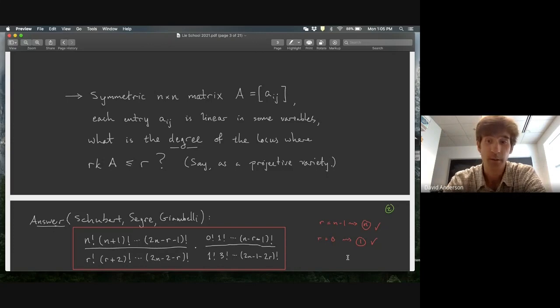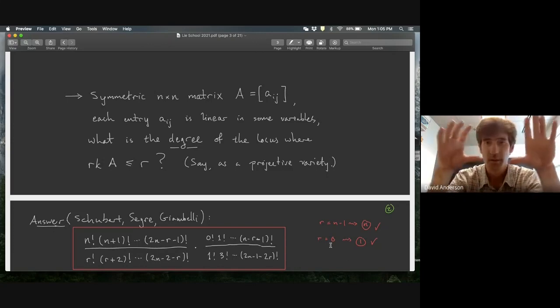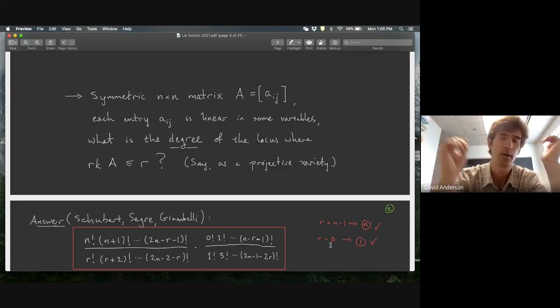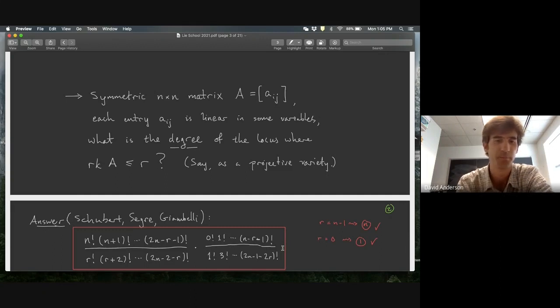Conversely, if r is 0, that's just saying all of the entries are 0, and that's a linear subspace, right? If you make a bunch of linear forms equal to 0, that cuts out a linear subspace. And so its degree should be 1, because it's linear. So those are just kind of extreme cases of this formula, and the interesting stuff, of course, is what happens in between.